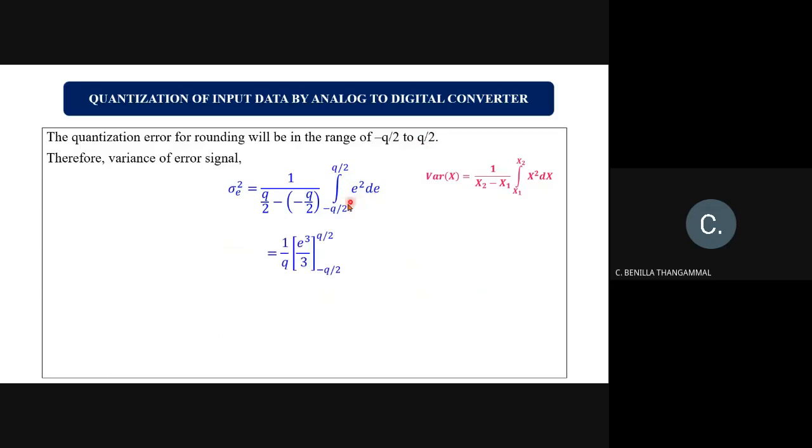So by integration, you'll get e cubed divided by 3, and the upper limit minus the lower limit will fetch you q squared divided by 12. So this is the output quantization noise, the output noise power due to quantization of the error signal.